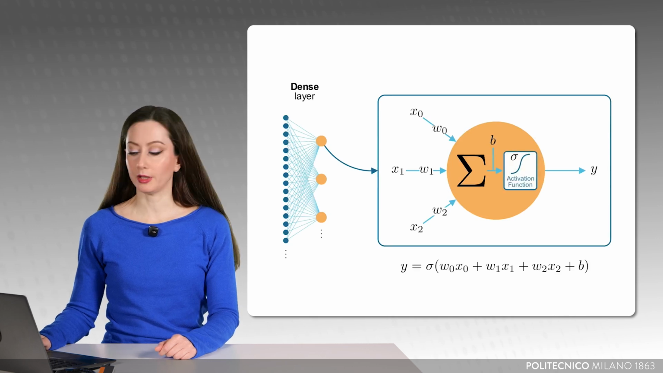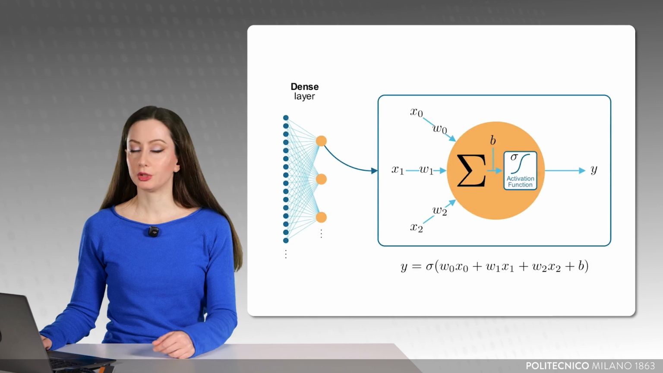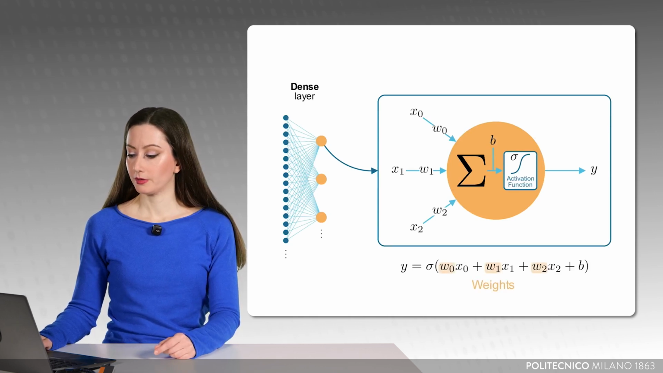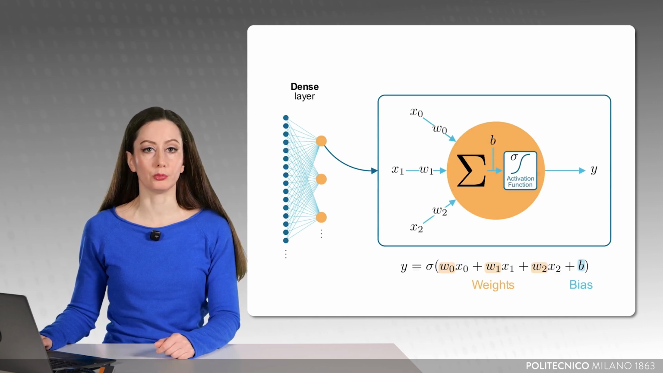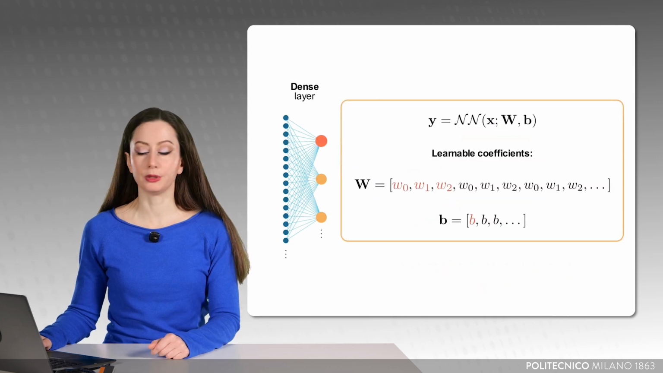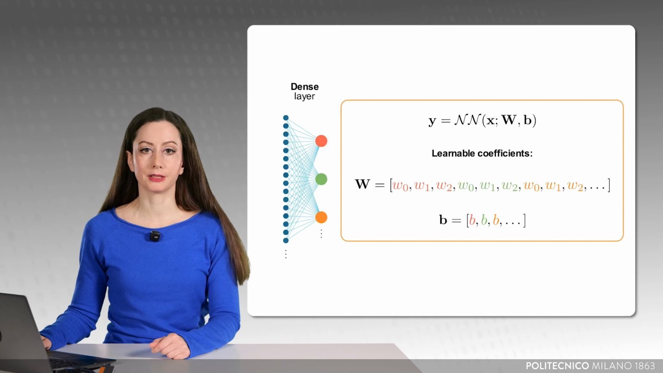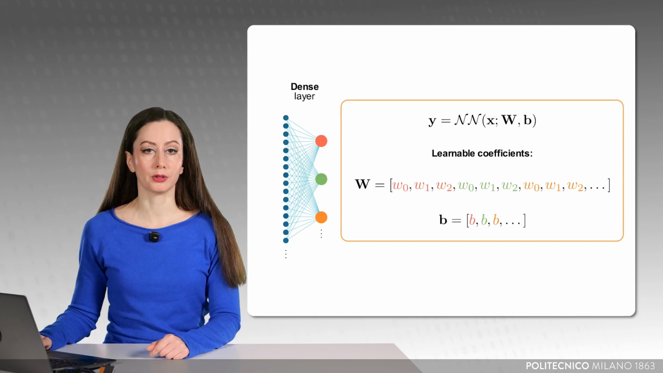The result is then passed to the function sigma, known as activation function, which modulates the incoming information. The weights and biases are adjustable, and their choice is crucial because it determines the neuron's sensitivity to input. The dense neural network can so be seen as a parameterized function that depends on all the weights and biases of its neurons. And we will investigate later on how to properly find them.